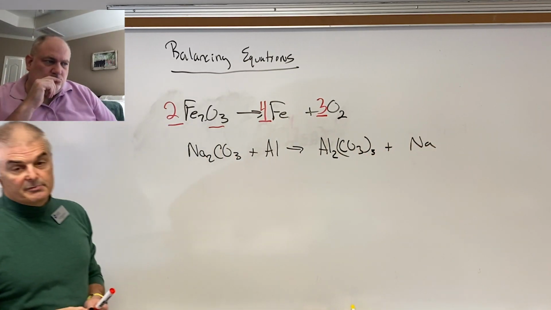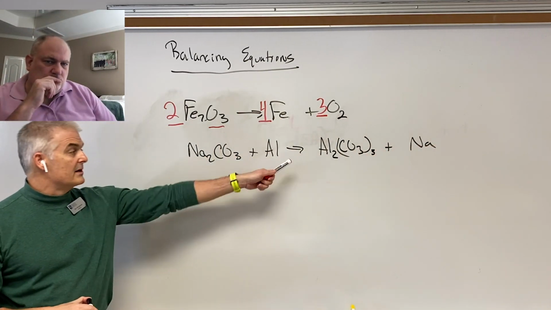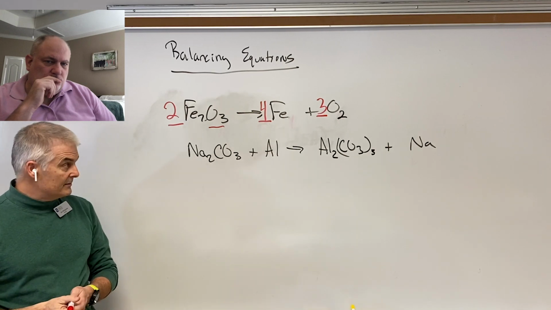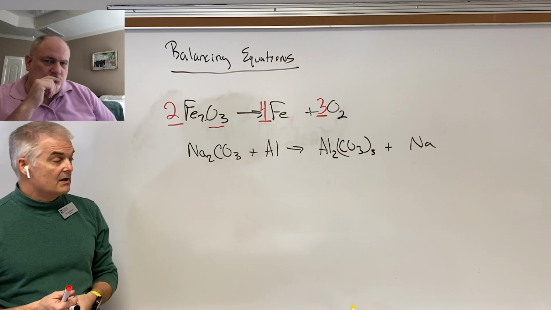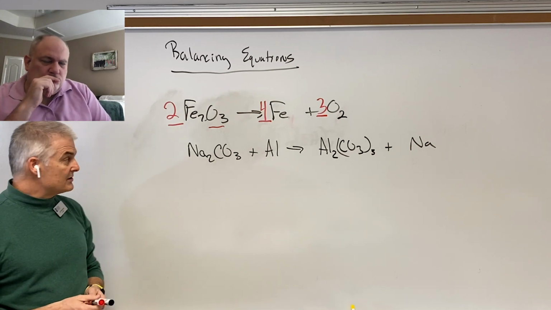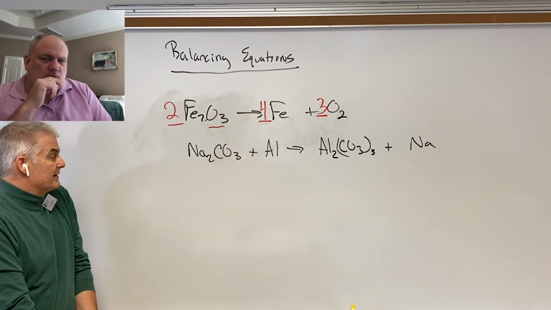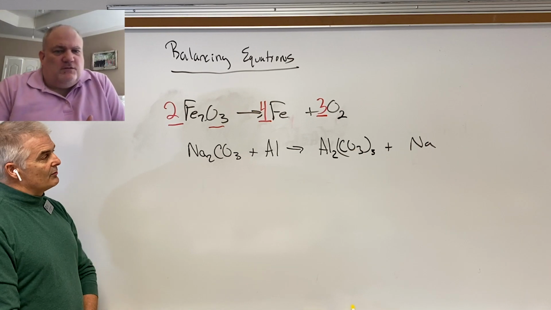So here's a reaction, Mr. Dmitrich, where I have sodium carbonate plus aluminum makes aluminum carbonate plus sodium. Now notice I've written this out correctly. It's important that you do this with the charges and all that stuff. So how do I balance this? What am I going to do? What do you think I should start with?